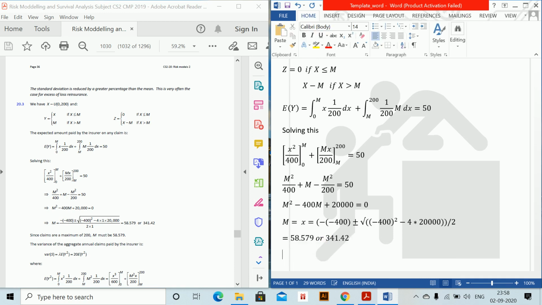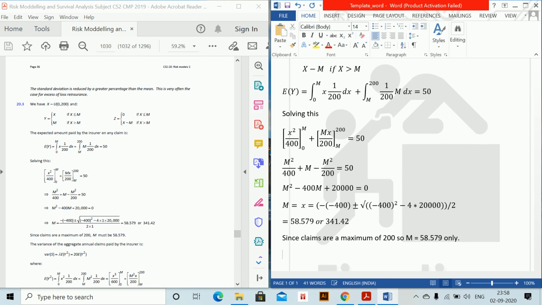Now since claims are a maximum of 200, M can be equal to 58.579 only. Okay, so this is done.